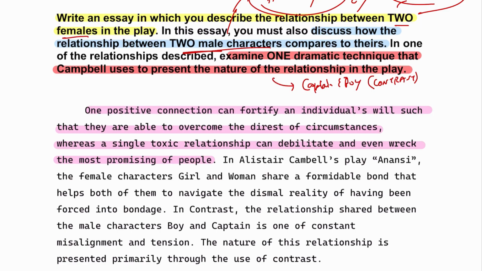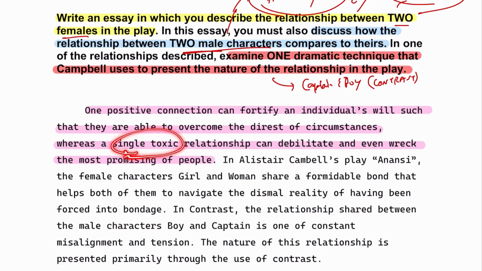It does open up a number of questions in the reader's mind, and the hook actually plays into what the essay is going to be about. So, one positive connection can fortify an individual's will. This is kind of hinting at the connection between girl and woman, right? We know that girl is able to overcome dire circumstances because of her connection, or in part due to her connection to woman. And then I kind of hint that I'm going to talk about a toxic relationship as well.